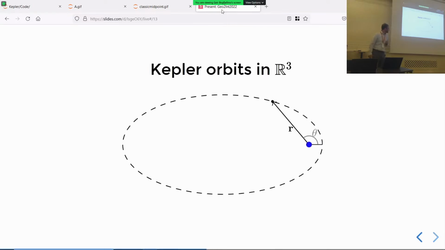So okay, these are Kepler orbits, and I want to work in R3. Now I've only drawn out the position here, but of course it's a Hamiltonian system, so it's really evolving in the cotangent bundle. So it's evolving in a 6-dimensional space.